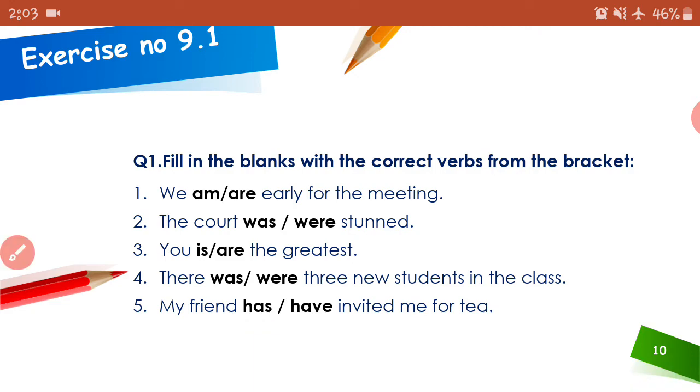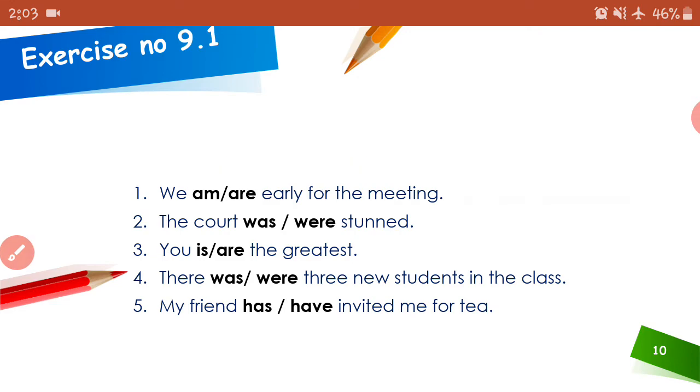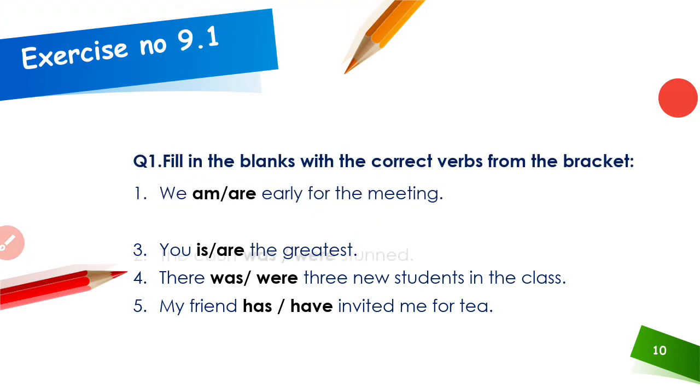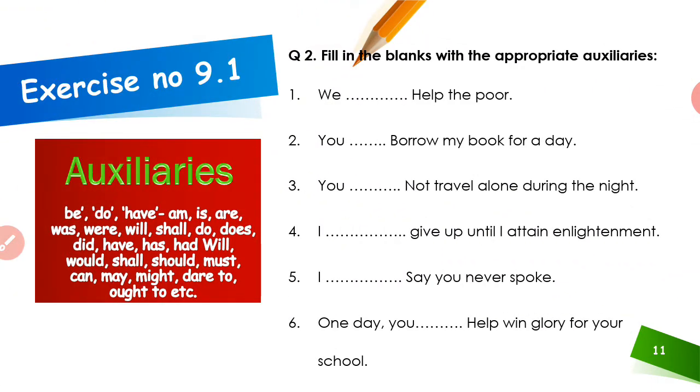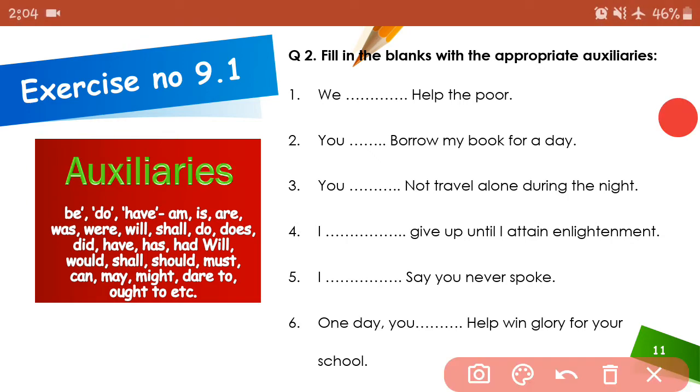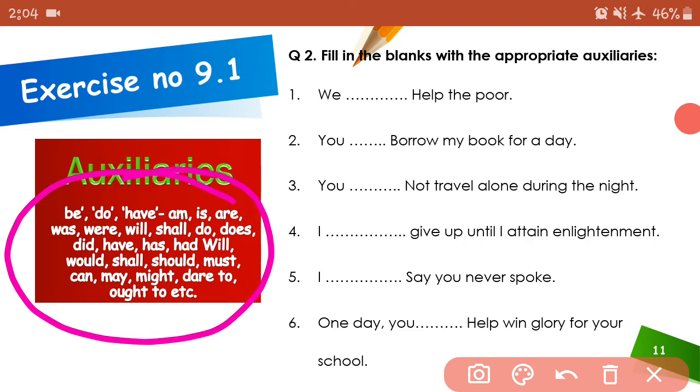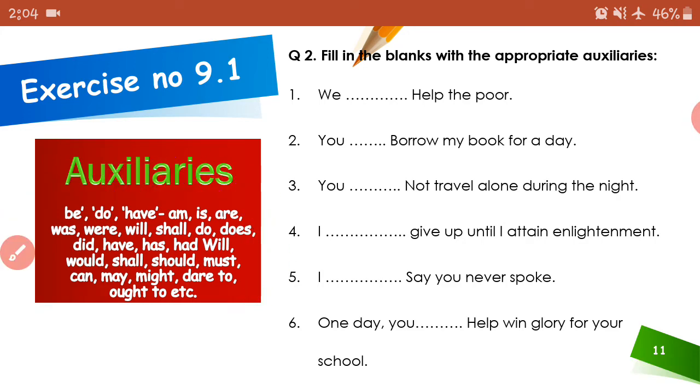Now this was question number 1. Let's solve question number 2. You will all copy this in your notebook. Exercise number 9.1, question number 2. Fill in the blanks with the appropriate auxiliaries. Auxiliaries means helping verbs. Here are some examples of helping verbs for you. Please read this before solving the exercise.